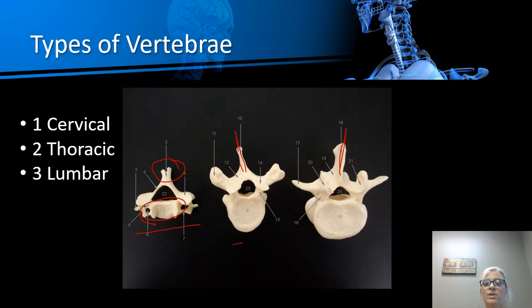Then the next we have is the thoracic, and it is intermediate in weight and density and how heavy it is. And then lumbar, bearing the most weight, is going to be the largest. So if I was to put a picture of these on your exam, you would need to be able to tell me which type they are, okay? And so look at these differences also here.